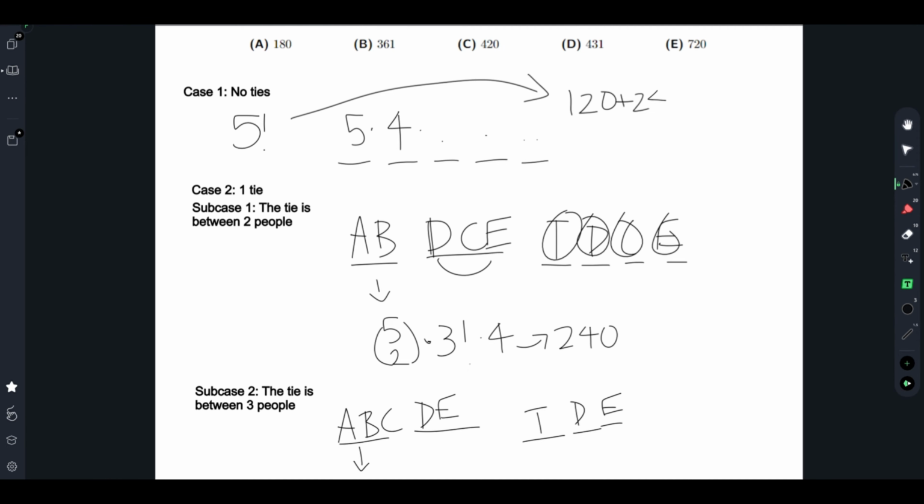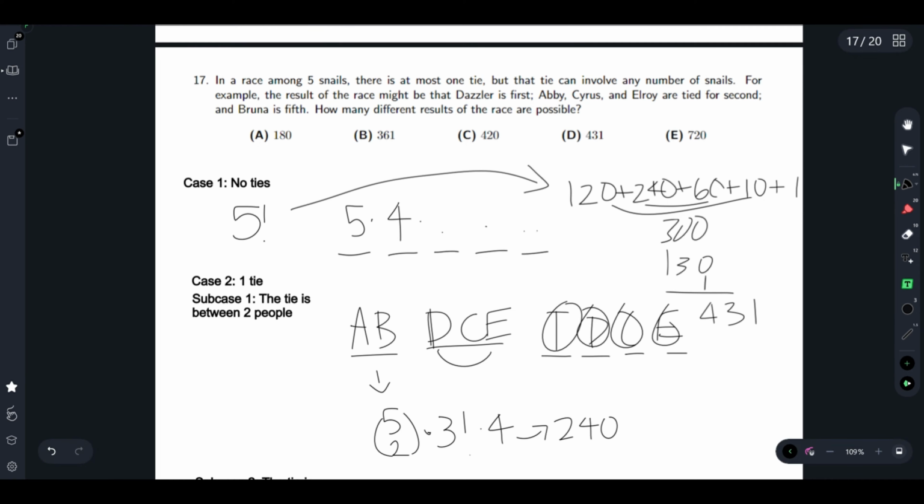So 120, plus 240 from subcase 1, plus 60 from subcase 2, plus 10 from subcase 3, and plus 1 from subcase 4. 300, 430, 431 as our final answer.